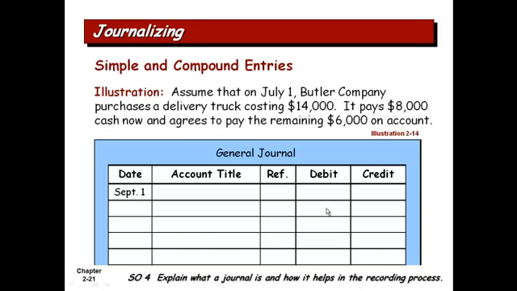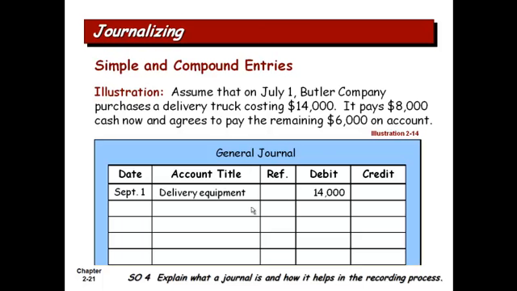Assume that on July 1st, a Butler company purchased a delivery truck costing $14,000. It pays $8,000 now in cash and agrees to pay the remaining on account. On account, keyword. That's a keyword. If it's liability, it's going to be accounts payable. If it's an asset, it's going to be accounts receivable. Accounts receivable is money owed to us, the company. Accounts payable is what we owe to creditors.